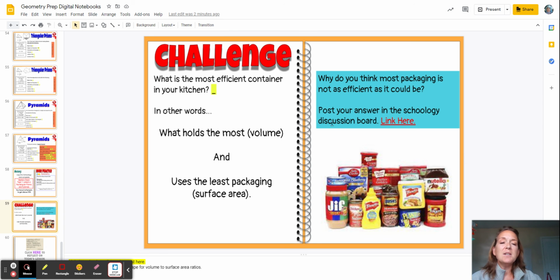Okay, and then go to the discussion board in Schoology. There's a discussion board and type in what thing you think in your pantry or you found in your pantry to be the most efficient packaging. Okay, I'm super excited to see what you choose.